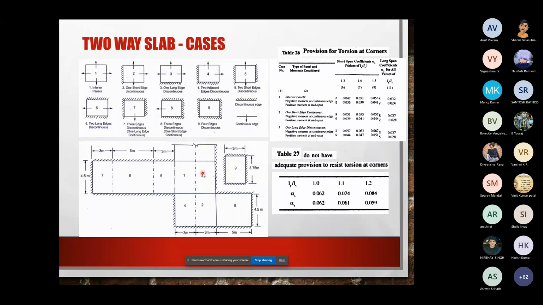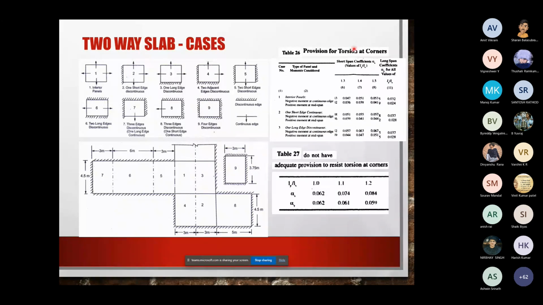Okay, so when you're given a floor system, you should first be able to identify what type of panel it is. Because when you look at the table in IS 456, it will list 9 different cases and the respective moment coefficients alpha x and alpha y for different values of Ly by Lx. I'll show the table fully. All these apply as long as you have given provision to resist torsion at the corners.